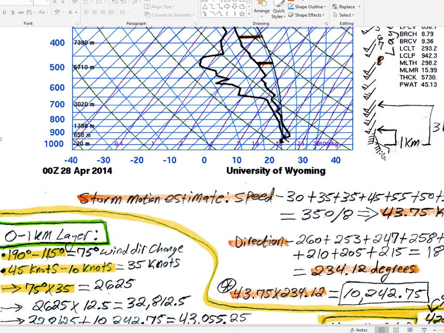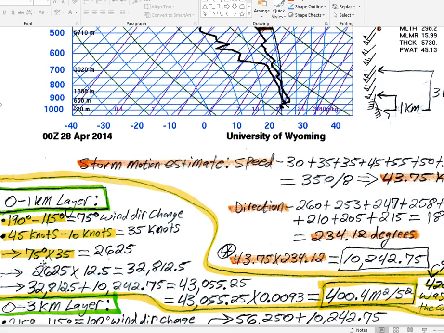And then what's the speed change between this 10 meter observation down here and this 1 kilometer observation up here? Well, we see that there's 4 long barbs and 1 short barb. That's 45 knots. And at the surface, there's 1 long barb. That's 10 knots. 45 minus 10 is 35. Now that we have that, we multiply 75 degrees, which was our wind change, by 35. That's our change in knots. So we're multiplying the wind direction change in degrees times the number of knots change, which is 35. That gives us 2625.